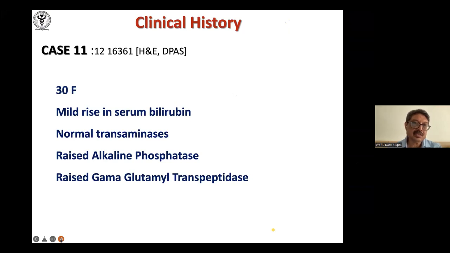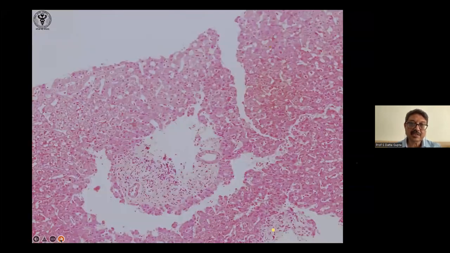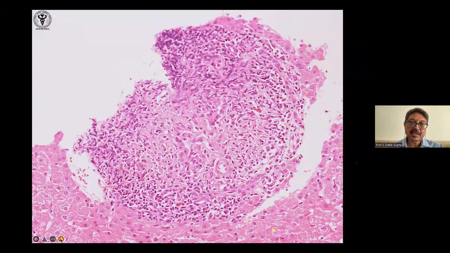So in this last case, you'll find raised gamma glutamyl transferase. This patient had itching and cholestasis, and you're finding a granuloma, right? So this is PBC because this is biliary centric.